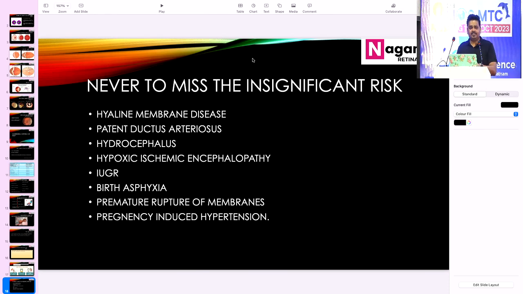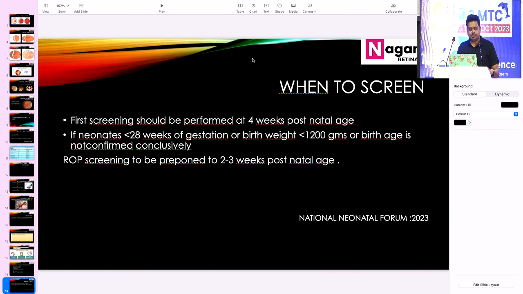These are the few insignificant risk factors. These risk factors, insignificant in the Asian population, are highly significant in the European and American population. They are hyaline membrane disease, patent ductus arteriosus, hydrocephalus, hypoxic ischemic encephalopathy, intrauterine growth retardation, birth asphyxia, premature rupture of membranes, and pregnancy-induced hypertension.